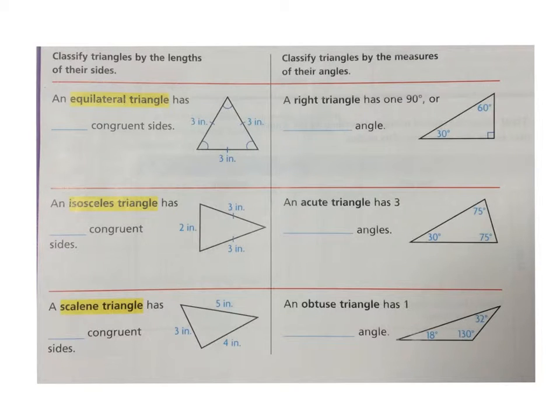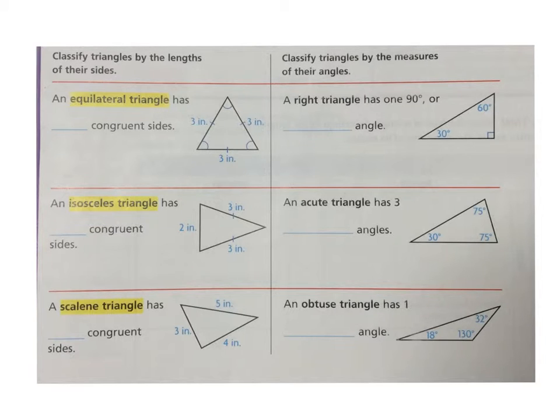We can classify triangles in 2 ways. How many ways can we classify triangles? 2 different ways. Just like we can classify this piece of paper in lots of different ways. We can say it's white. We can classify it by its shape. What's its shape? Rectangle. We can classify it by its thickness. It's not very thin. It's printer paper, right? So there's lots of different ways to classify something.